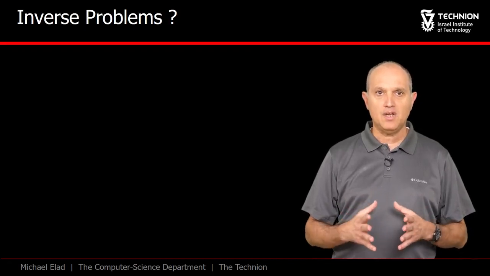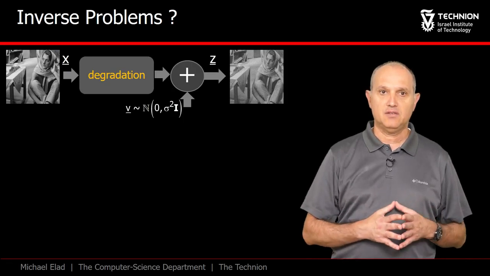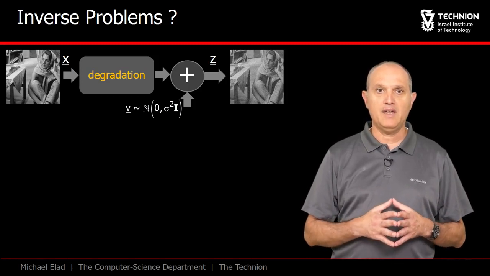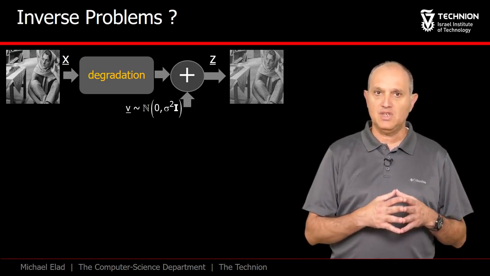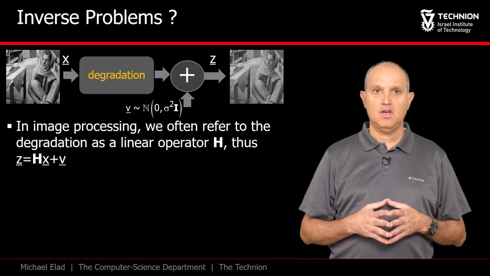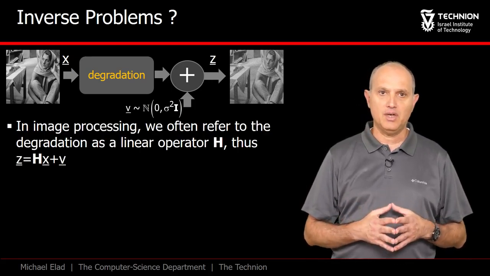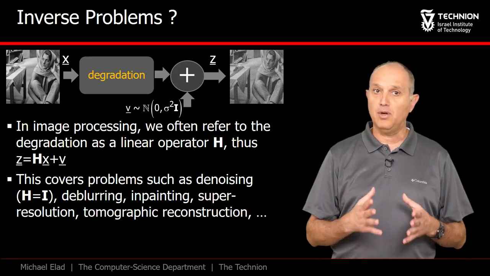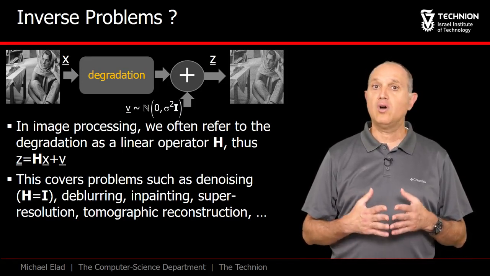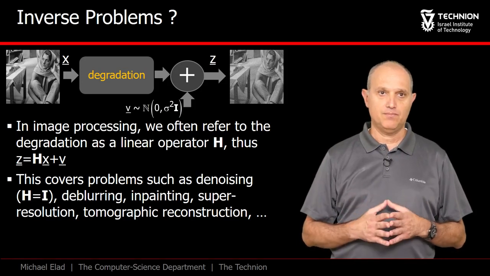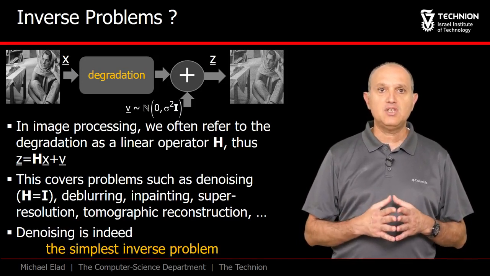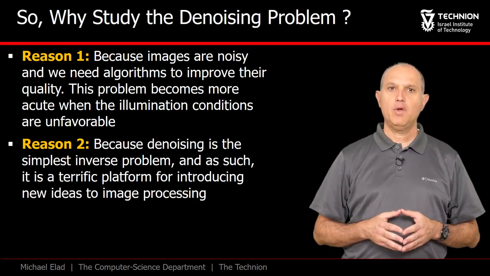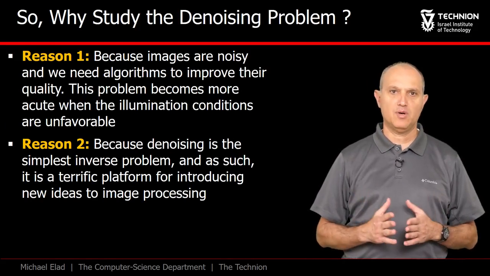In its most general form, an inverse problem aims to reverse a degradation effect. If an ideal image X goes through a degradation of some sort, followed by an additive noise, the inverse problem would aim to use Z in order to get back X. In image processing, we typically assume that the degradation is a linear operator, denoted here as H. Such inverse problems are common in imaging and include deblurring, demosaicing, inpainting, tomographic reconstruction, super resolution, and more. As we have already said, denoising is the simplest possible inverse problem in which H is assumed to be the identity operator.